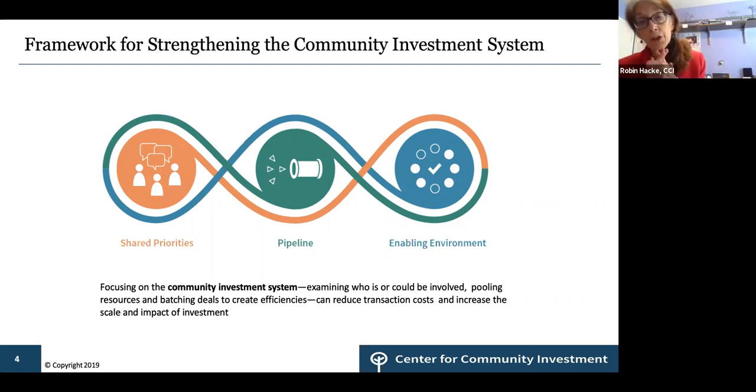The second function was developing a pipeline of projects and investment opportunities that, if they were moved and advanced, could add up to those shared priorities. And what we found here was that if you had a priority around small business development, but all of your deals were in affordable housing, that did not compute.